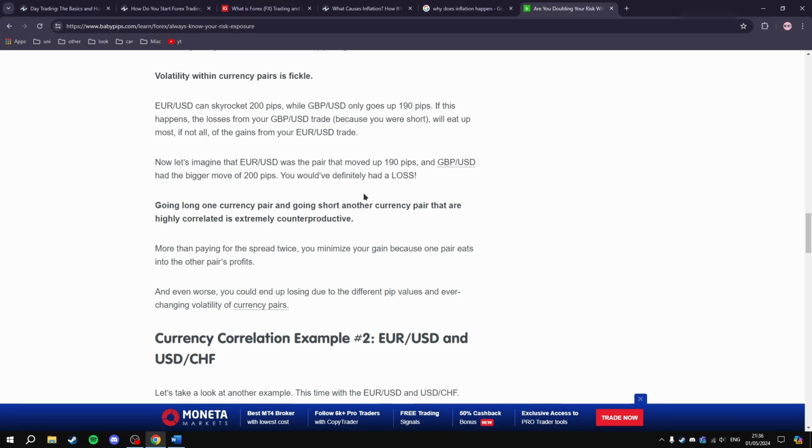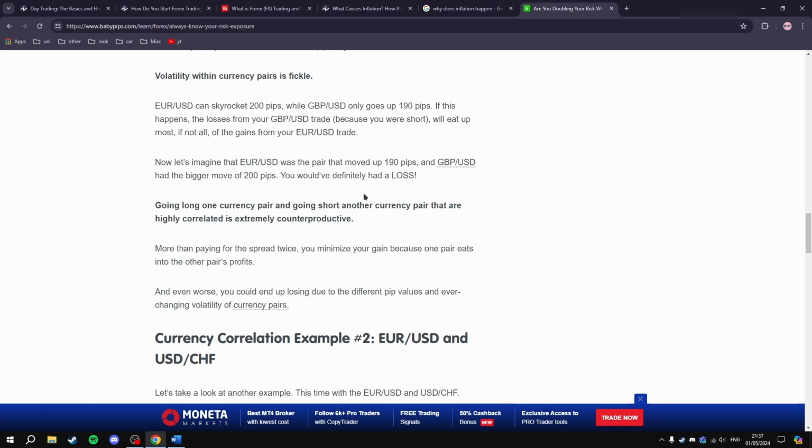Euro-USD can skyrocket 200 pips while GBP-USD only goes up 190 pips. If this happens, the losses from your GBP-USD trade, because you are short, will eat up most if not all of the gains from your Euro-USD trade. Now let's imagine that Euro-USD was the pair that moved up 190 pips, and GBP-USD had the bigger move at 200 pips. You would have definitely had a loss.